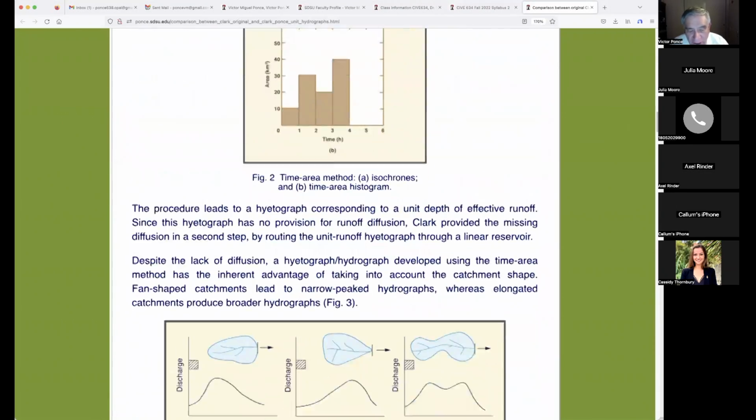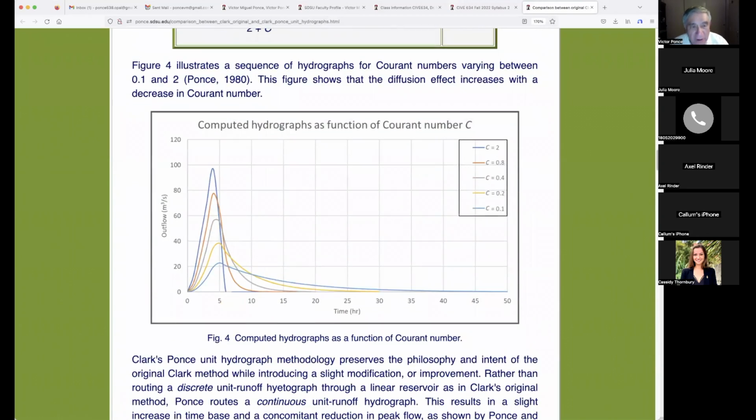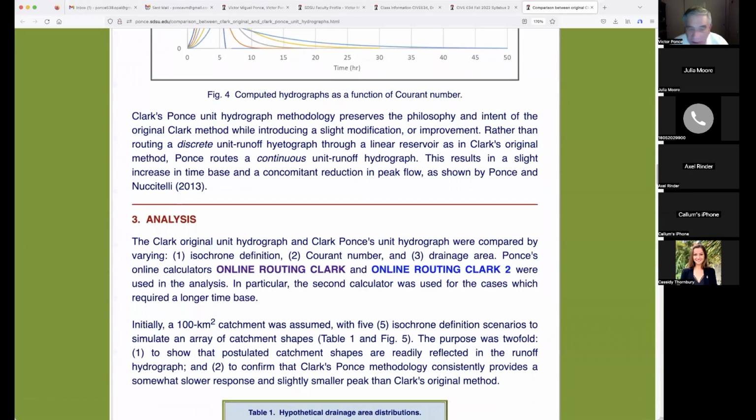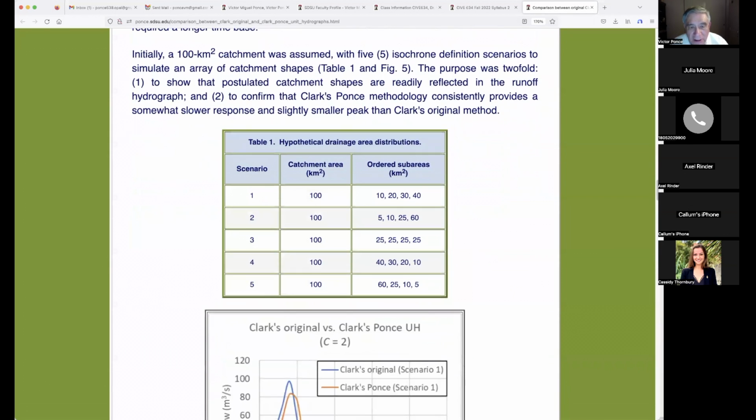So she covers the methodology, okay? And I'm urging you to look at this paper because it's a good paper. Computer hydrographs is the correct number, Clark method, the same thing we're talking about here. Online routing Clark and online routing Clark 2 were used in the analysis. I asked her to do this. I said, we have run 10, 20, 30, 40. You run different hyetographs and see what happens. That had not been done by Nuccitelli. Nuccitelli's job was just to show the goodness of the comparison between Clark original and Clark Ponce, okay?